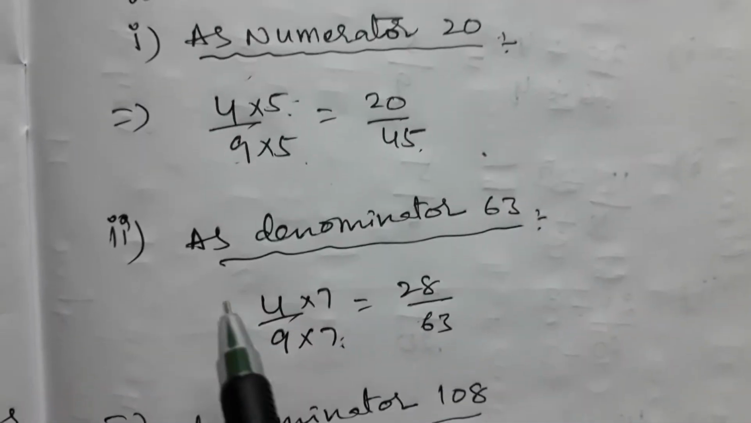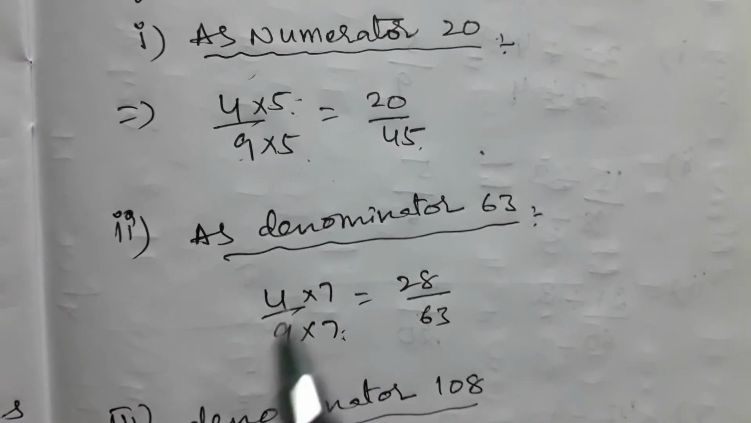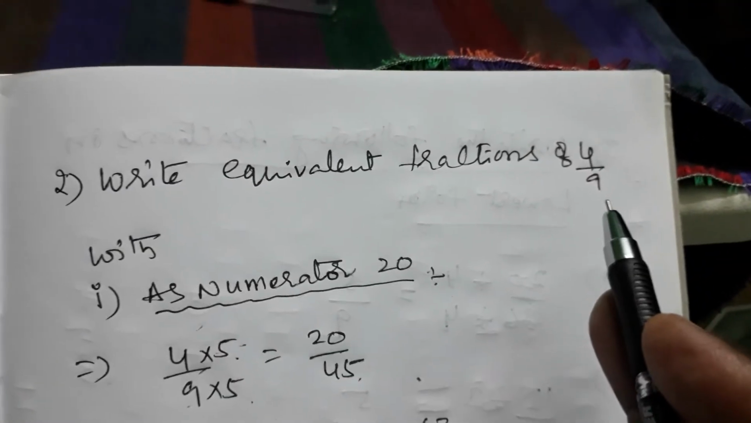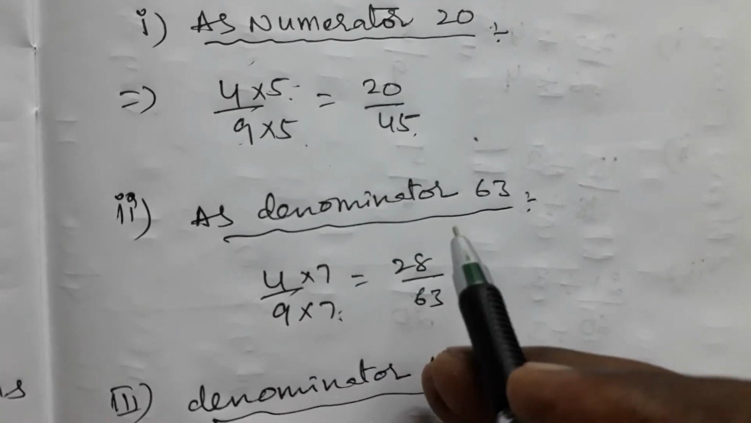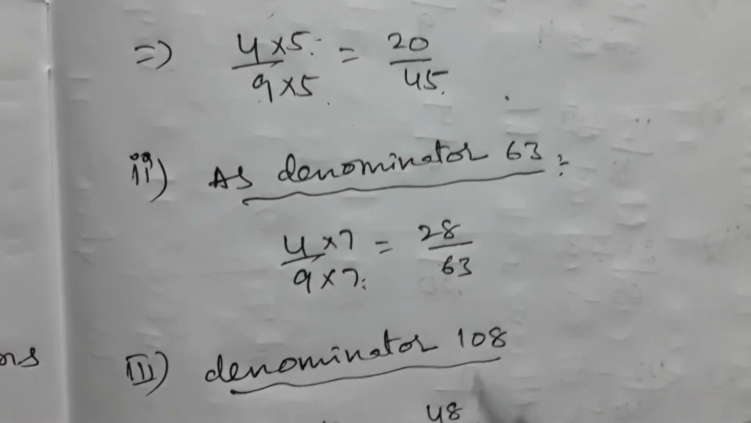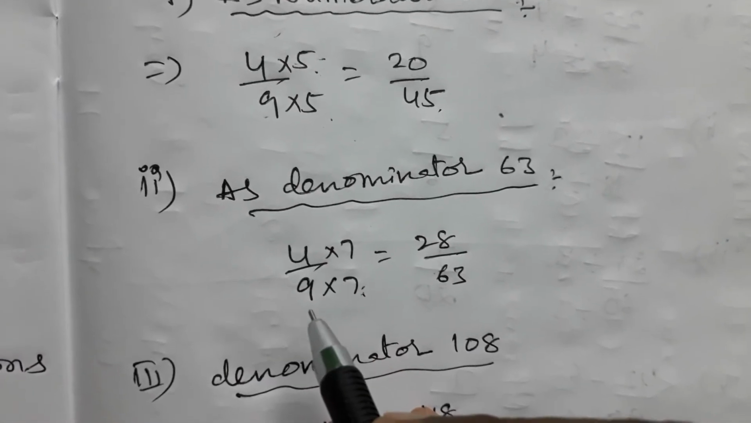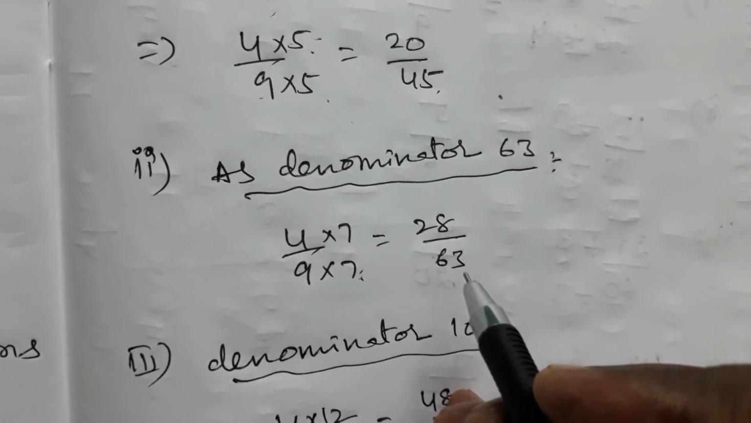Similarly, next question. Denominator as 63. Write an equivalent fraction by following this condition. What is the condition? The new condition given: denominator must be 63. Okay, the given fraction is 4 by 9, and we need to get the denominator as 63.